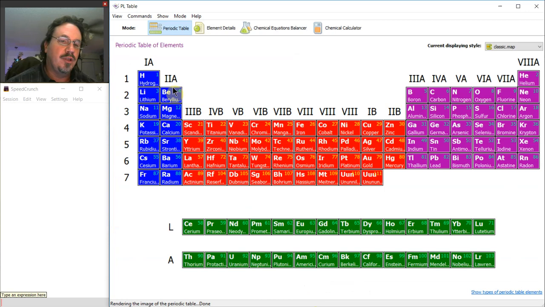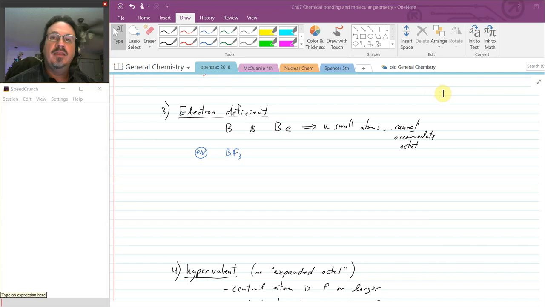All right, beryllium has 2 valence electrons. It's in the second column. Boron, 3 valence electrons. Right? They just don't have enough to get to an octet. And so what are you going to do? They are an exception to the octet rule.